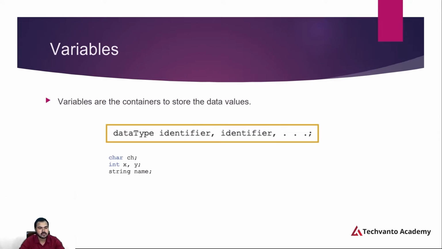Coming to the variables. Variables are containers to store data values. This is the syntax that we use to declare variables. First you need to declare the data type, and after that you declare the identifier. You can use char ch, int x, y, and string name. We declare the variables like this.